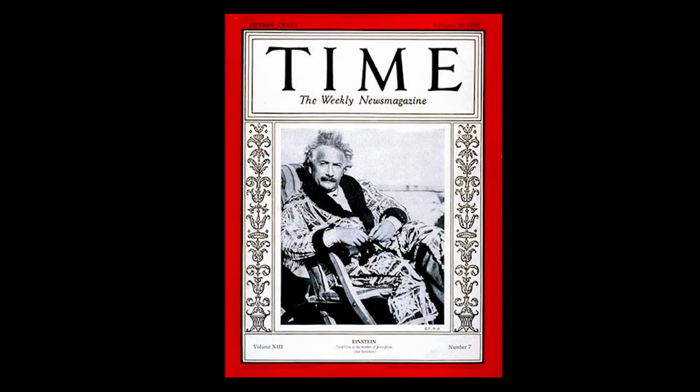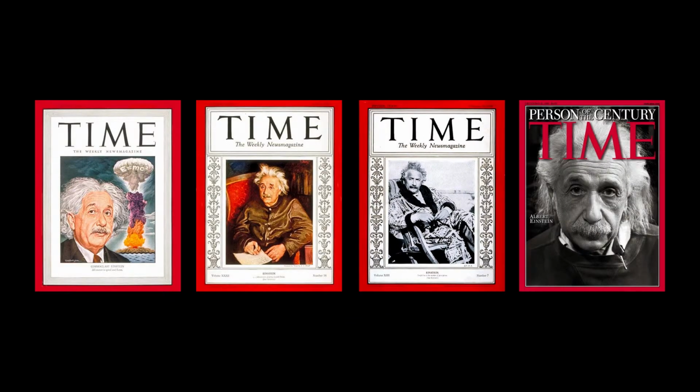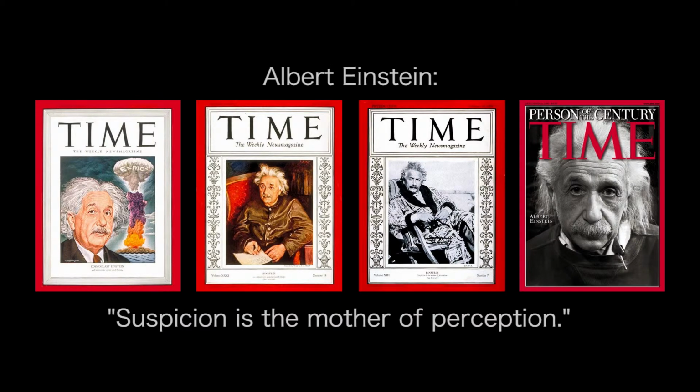Even Time magazine put Einstein on the cover in February of 1928, the first of many covers of Time magazine, I should say, where the title is Albert Einstein, Suspicion is the Mother of Perception. That new way of looking at the world that Einstein seemed to open up for his generation was one that was taken up in the arts, in the sciences, and beyond. That suspicion, that putting into question that which had been held to be absolute and fixed and eternal, was what everyone wanted to see in the Einsteinian work.